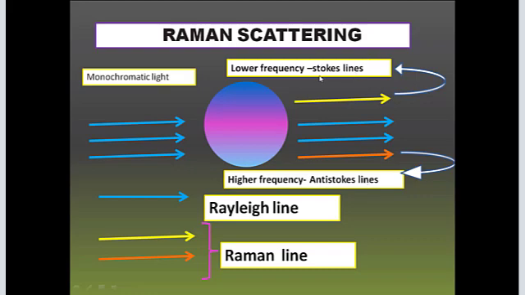Okay, when the incident ray strikes the particle, it will give different types of rays. One type of ray contains the same wavelength as the previous one, and the other two contain different frequencies.